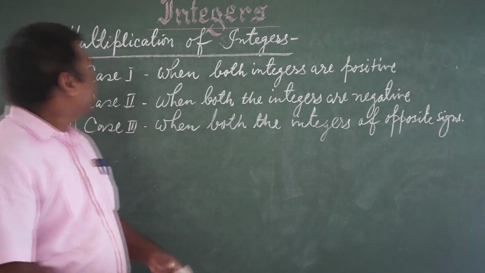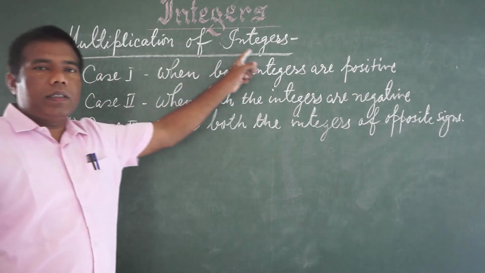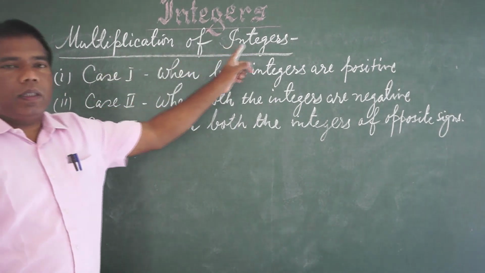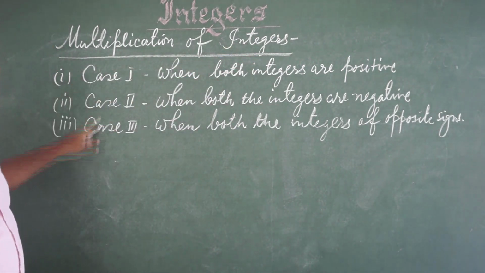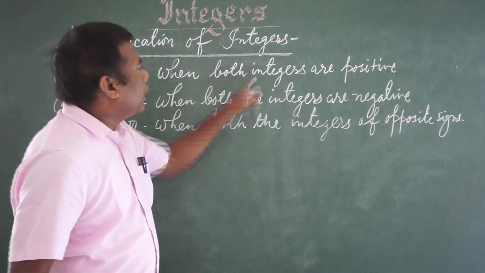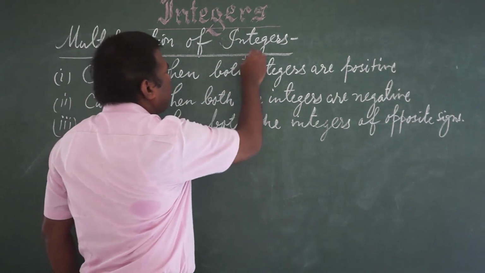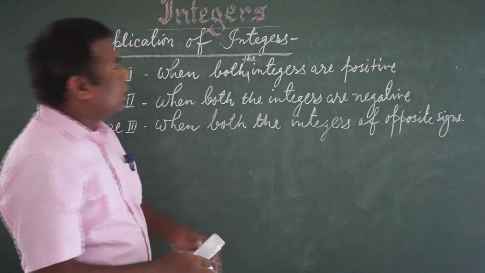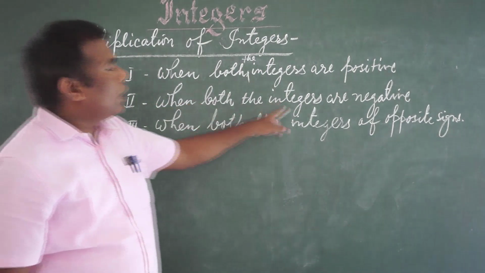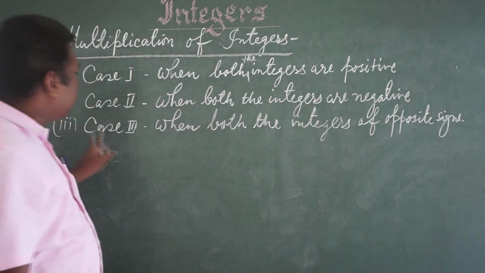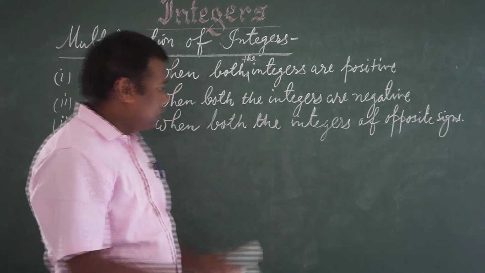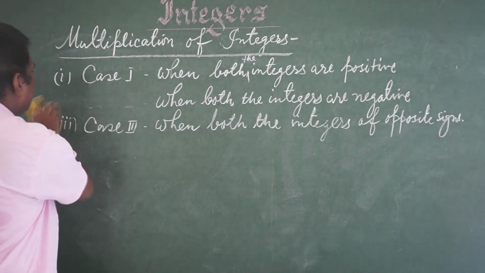Okay, now we will see multiplication of integers. Already you have seen addition and subtraction. Now we will see multiplication of integers. 3 cases I have taken. In first case, both the integers are positive. Case 2, when both the integers are negative. And in third case, when both the integers are of opposite signs. So let's start with first case.